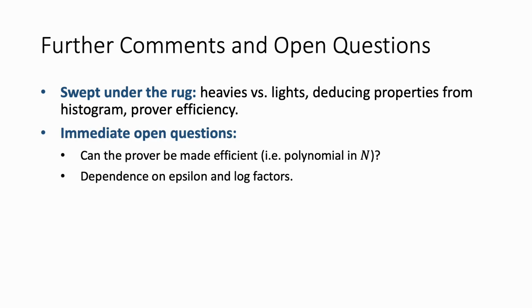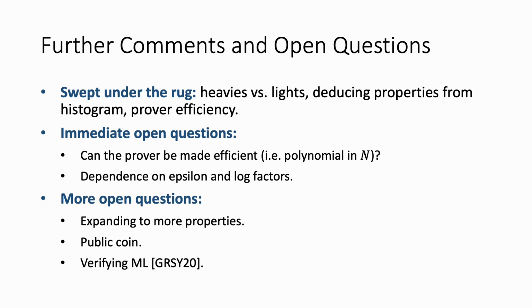The immediate open questions we face are whether the prover can be made more efficient, which we think it can be, and also we want to improve the dependency on epsilon as well as cutting log factors. Finally, we point in the direction for future research, be it by achieving similar results for other properties, or designing protocols with certain characteristics, like public coin. Moreover, we hope for applications of similar ideas in other fields, like verification of machine learning algorithms, as in Goldwasser, Rothblum, Shafer, and Yehudayoff. Thank you.